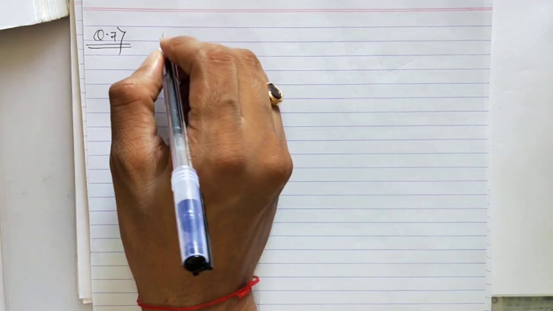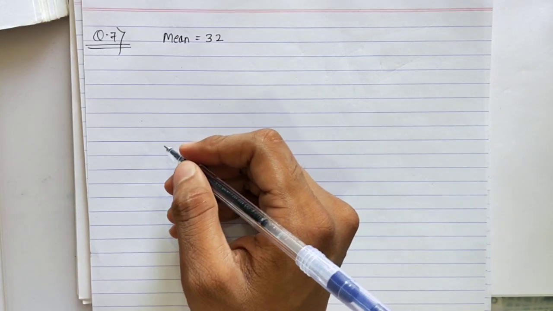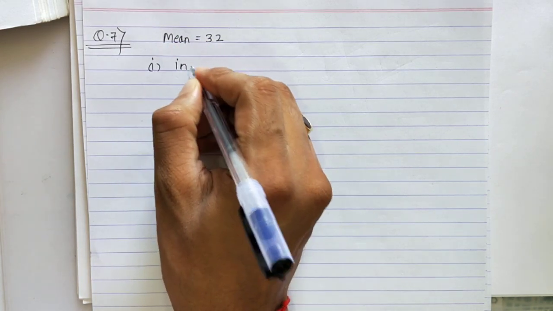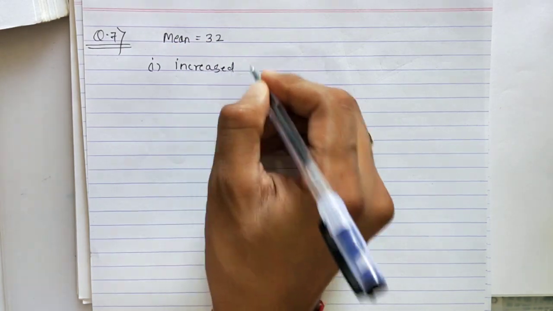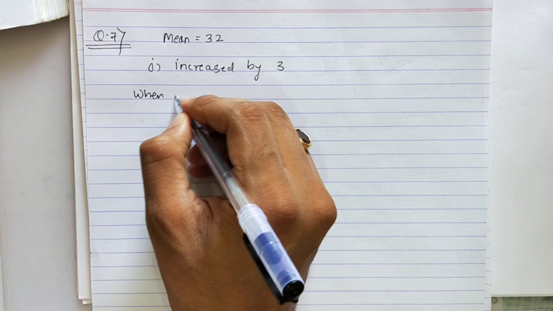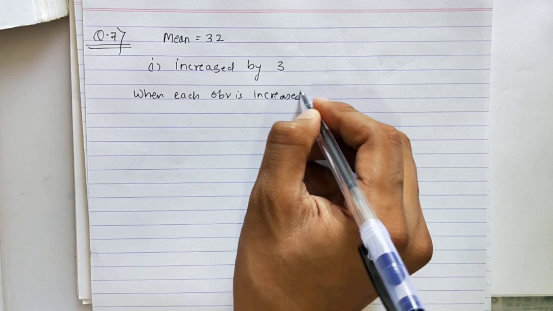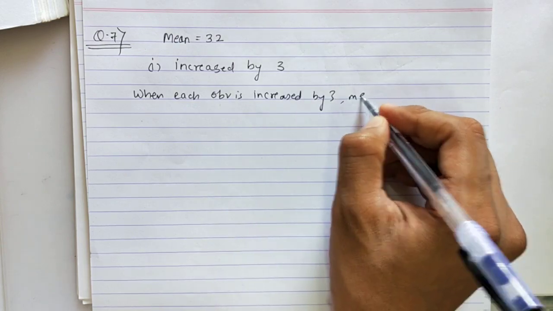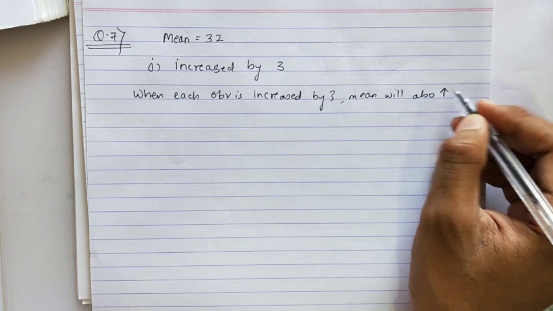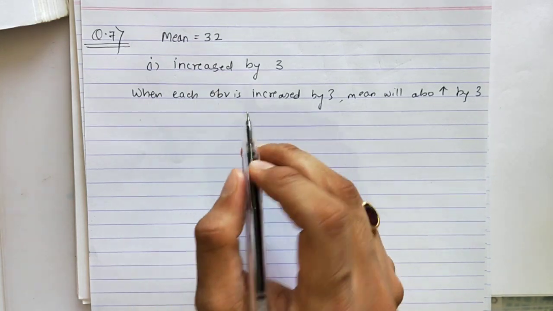In the question it was given that the mean is 32. Find the resulting mean if, in the first question, each observation is increased by 3. I told you that we have to write the statement: when each observation is increased by 3, the mean will also increase by 3. Okay, I told you we don't have to solve the sum again.